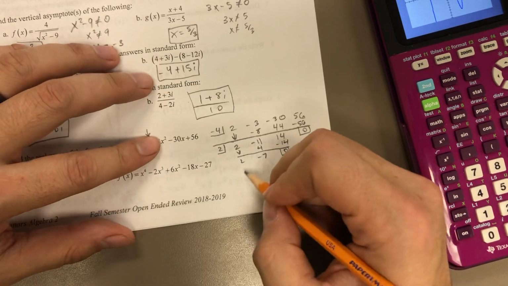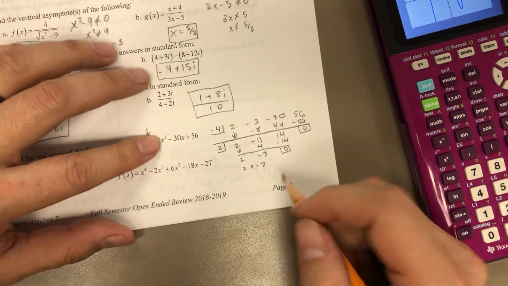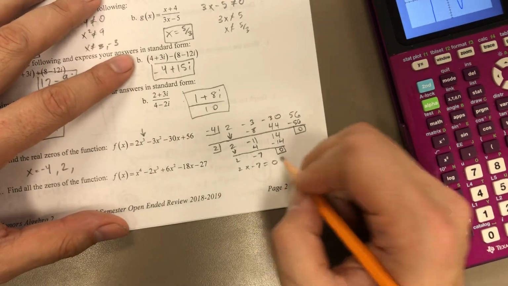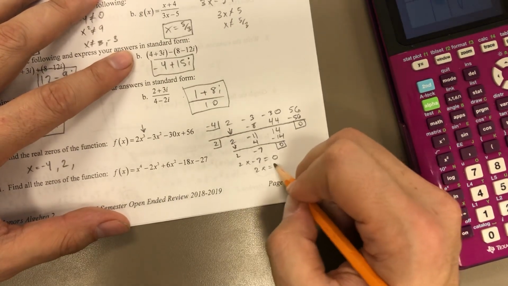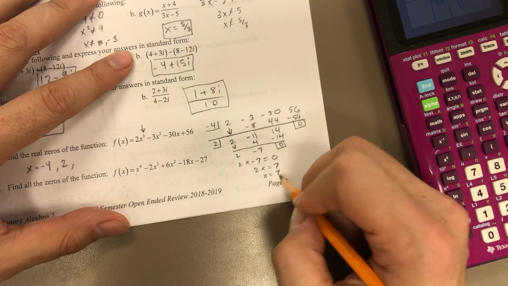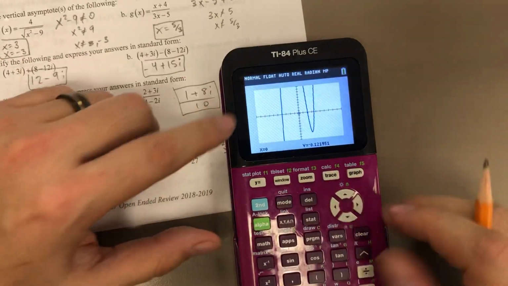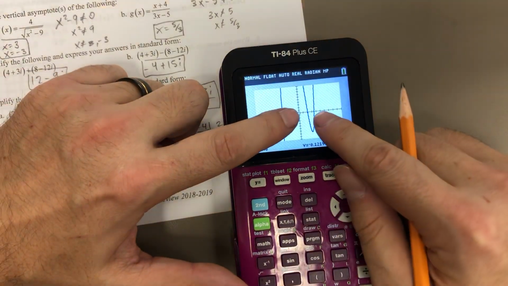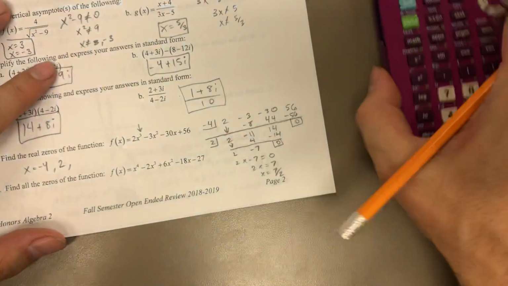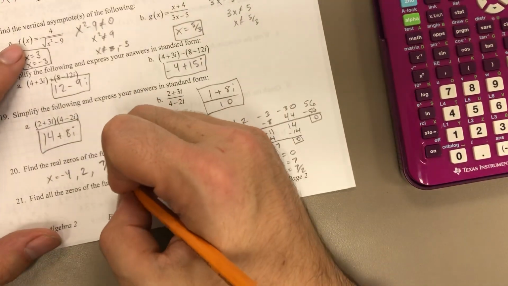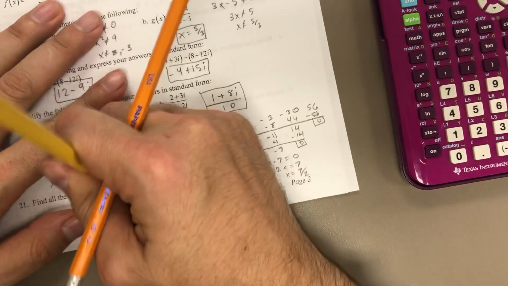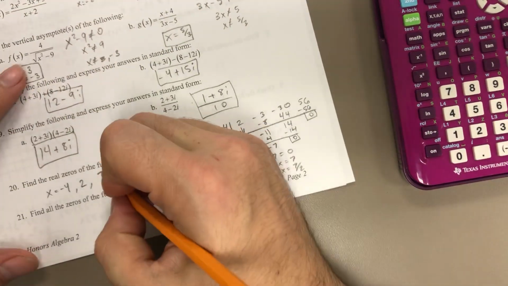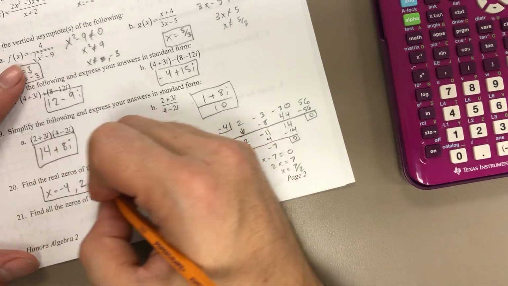And this gives us the equation 2x minus 7. So all we have to do to find that last zero is set it equal to 0 and solve. Add 7 to both sides: 2x equals 7. So our last x value is going to be 7/2. That's consistent with the graph, because 7/2 is 3.5, and it looks like it's right around 3.5. So those are all 3 of our zeros.